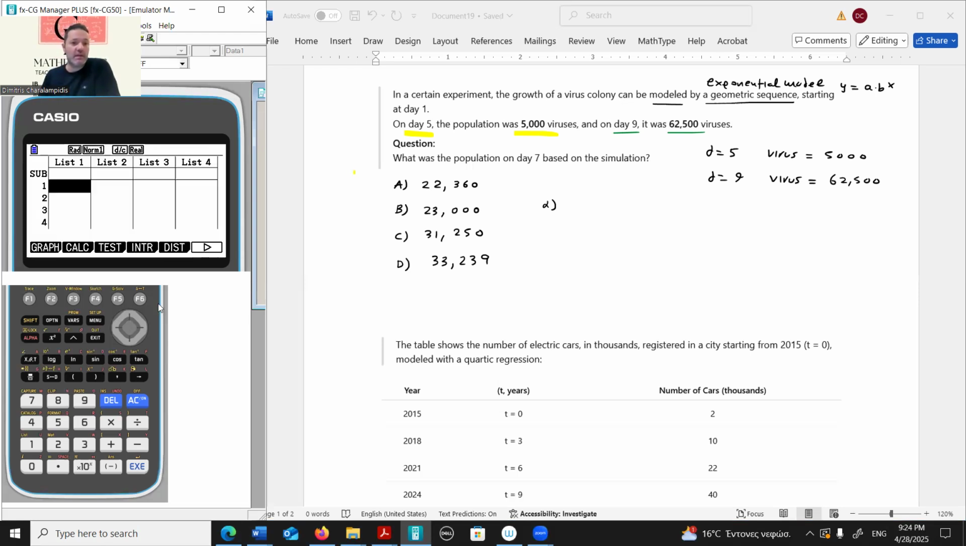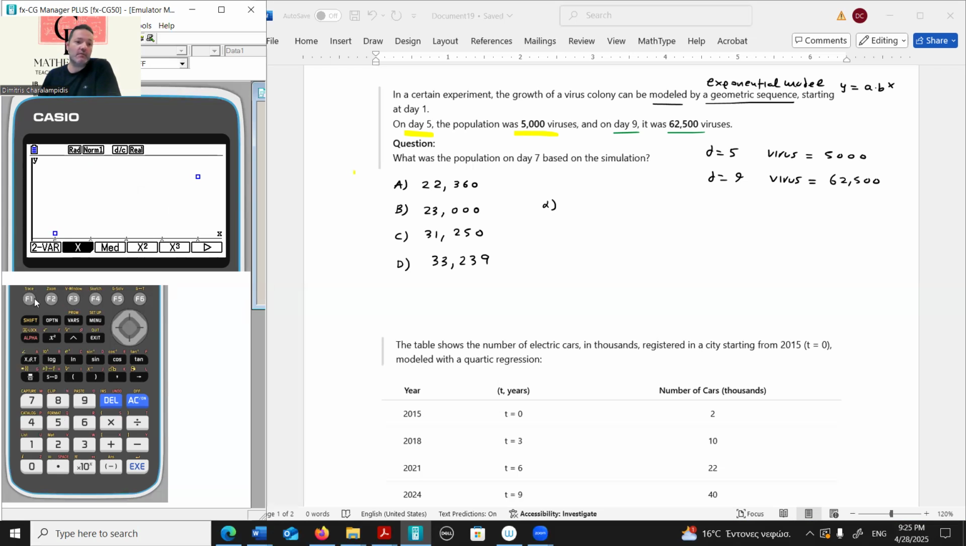We go to statistics. On list 1 and list 2, we need to plug in the given pair of data. We know that when D is 5, that is the independent variable, then the virus, which stands for the dependent variable, is at 5,000. And when D is 9, then the virus is at 62,500. Once we plug in our data, we then click graph F1, graph 1 again, F1 again, and we can see these two data points being plotted.